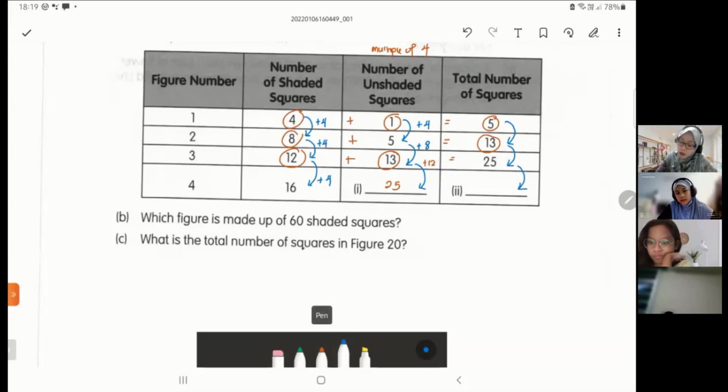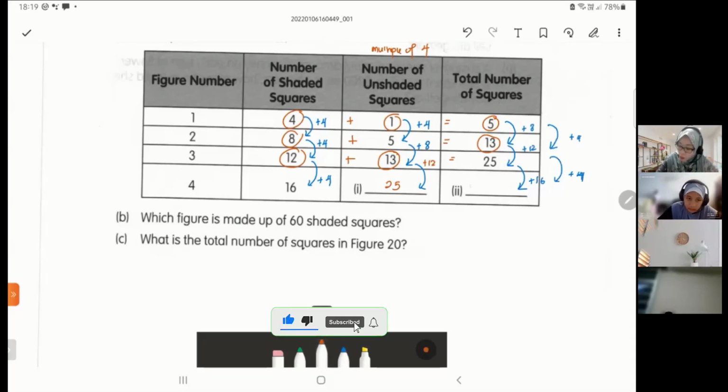Okay, 5 to 13, this is plus 8, correct. This one is plus 12, correct. Now, 25 to the next one, okay. So figure 4 will be the next one, which is 25 plus 16. The next one is 16. So you can see there's a pattern, 8, 12, 16. So between them, you plus 4. Between them, you plus 4. Okay, this one is times table 4. The addition is in multiple of 4. Okay, so 25 plus 16, answer is 41.